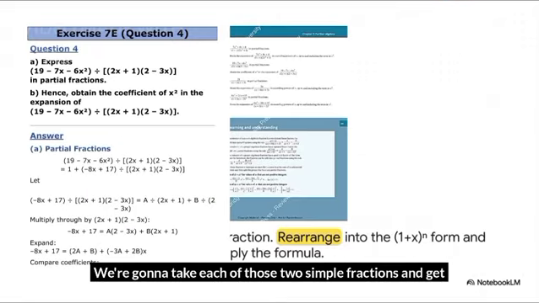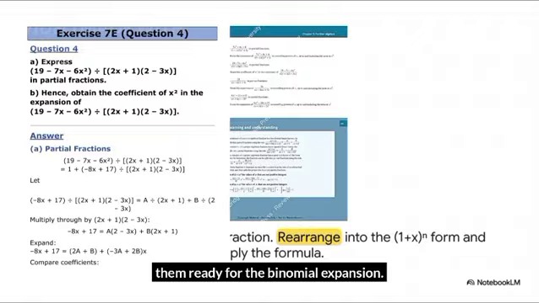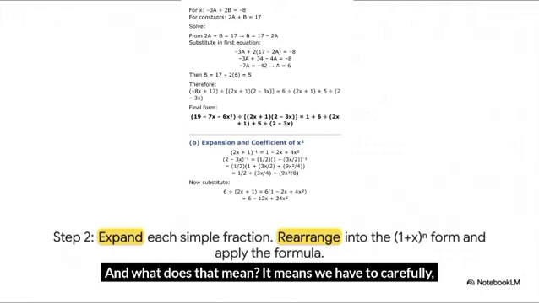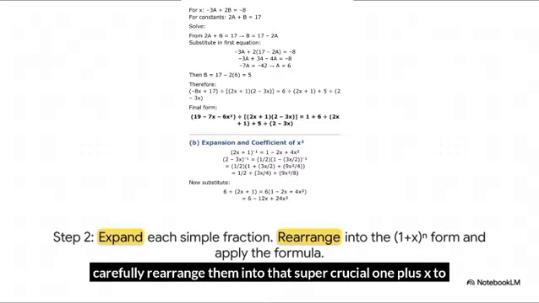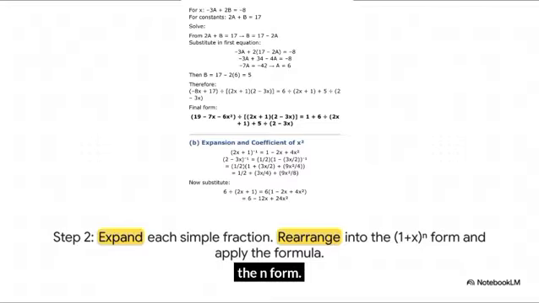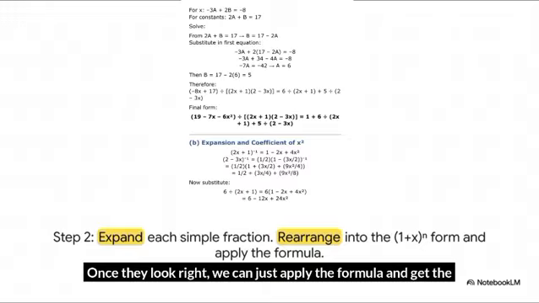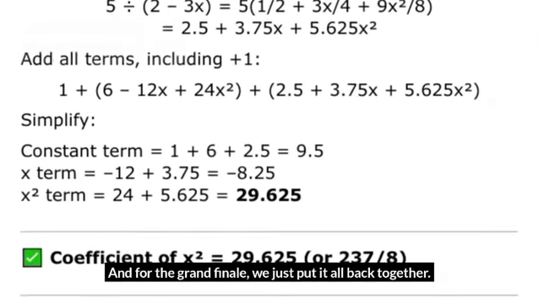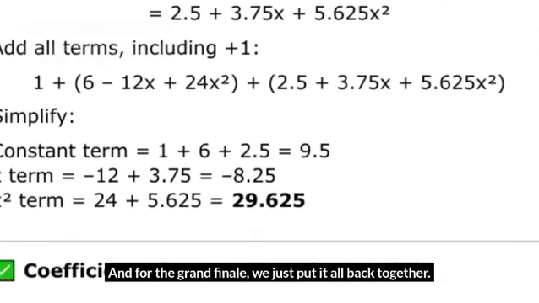Now it's time for our expander. We're going to take each of those two simple fractions and get them ready for the binomial expansion. And what does that mean? It means we have to carefully rearrange them into that super crucial 1 plus x to the n form. Once they look right, we can just apply the formula and get the series expansions we need, right up to that x squared term.